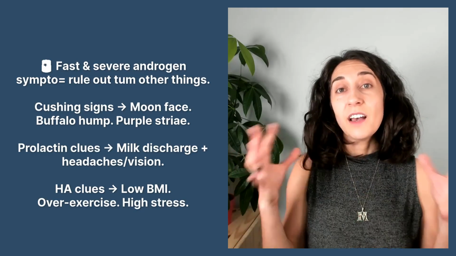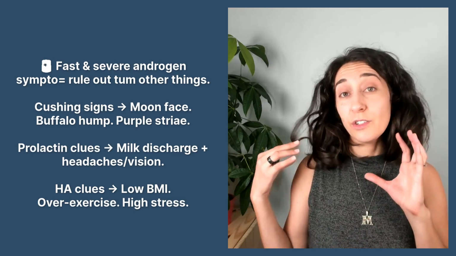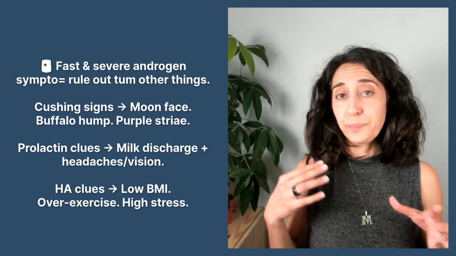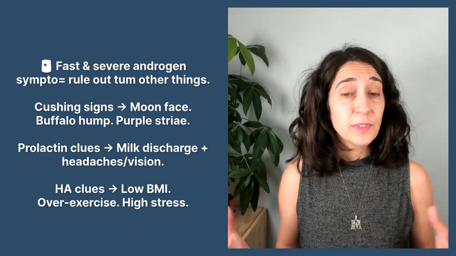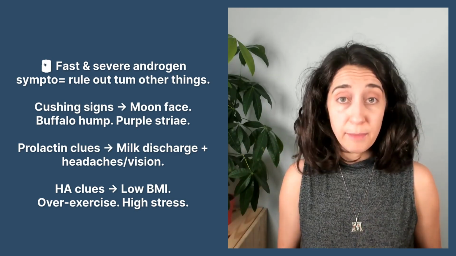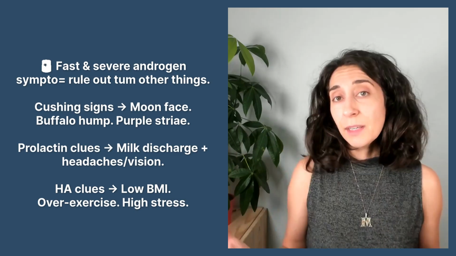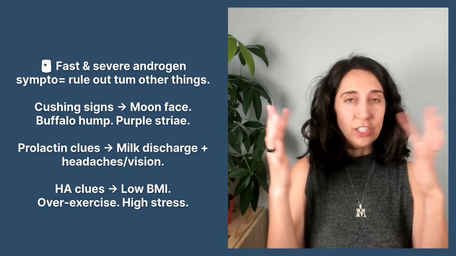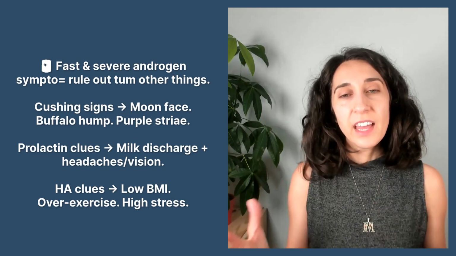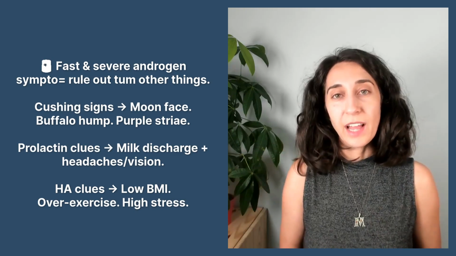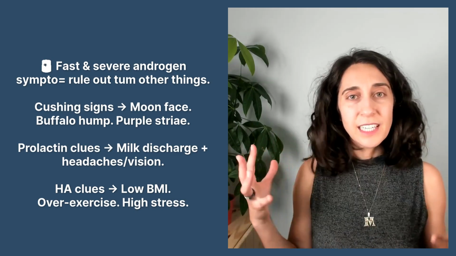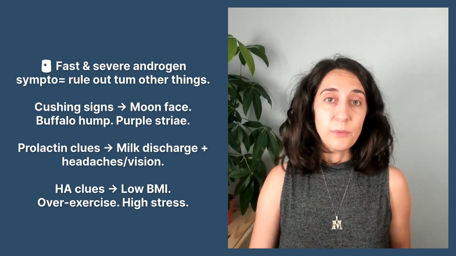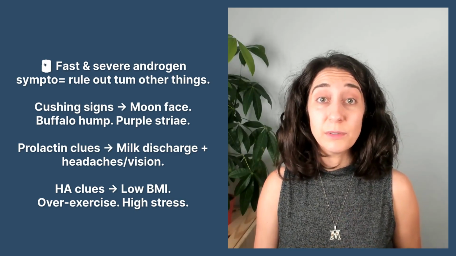And if someone has a very low body weight or has been having an extreme training schedule or really high stress, they might be missing some periods too. And that might be a red flag for hypothalamic amenorrhea. If somebody has milk discharge and they're not breastfeeding, or headaches and vision changes that are new, then that might be a red flag for prolactin tumor. There are some other things that need to be excluded, but we only do that on a case-by-case basis when there are some of those extra symptoms that we need to consider.